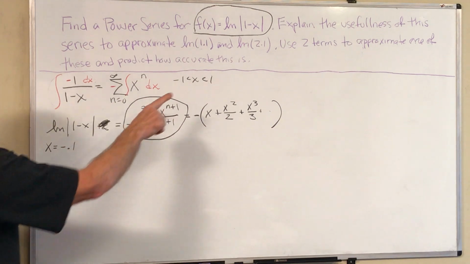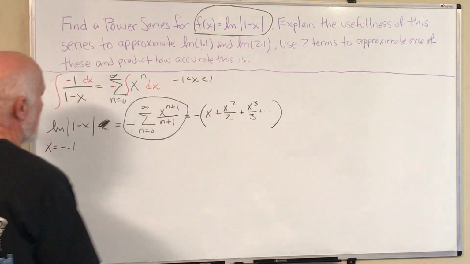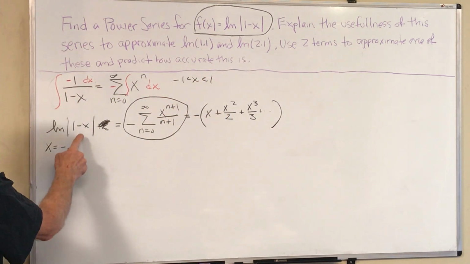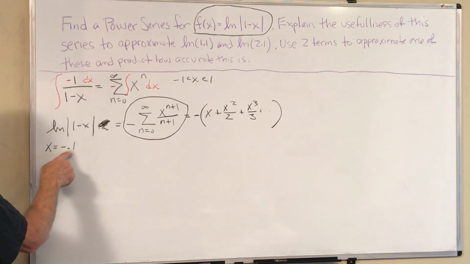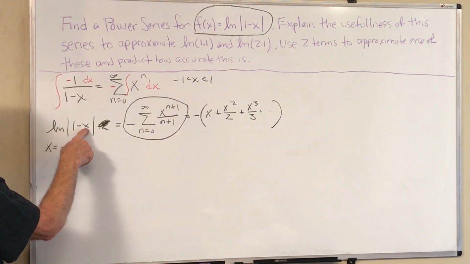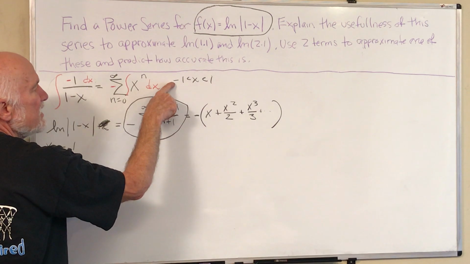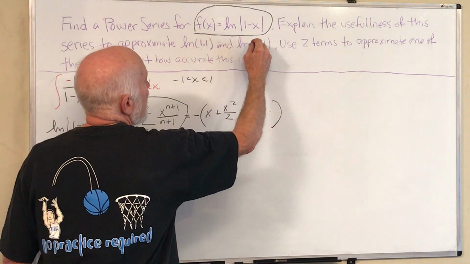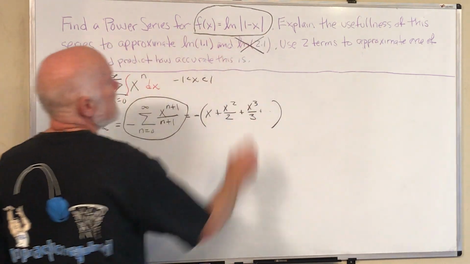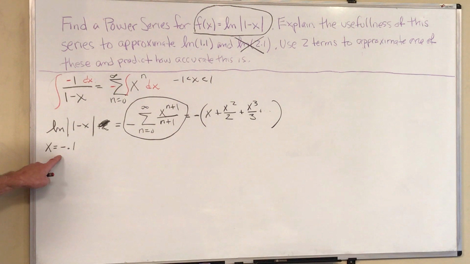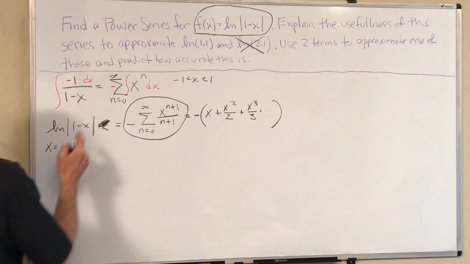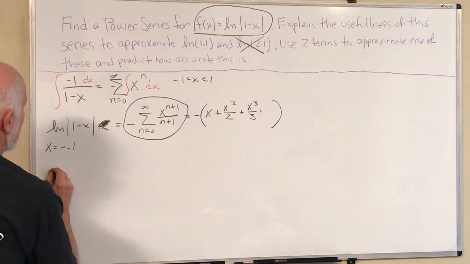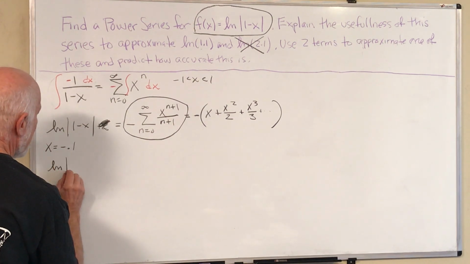But what would I have to do to get the natural log of 2.1? Then I'd have to plug in -1.1, which is outside our interval of convergence. So it's not going to do a good job at all. So I would not want to use it for this, but I can use it to find the natural log of 1.1.